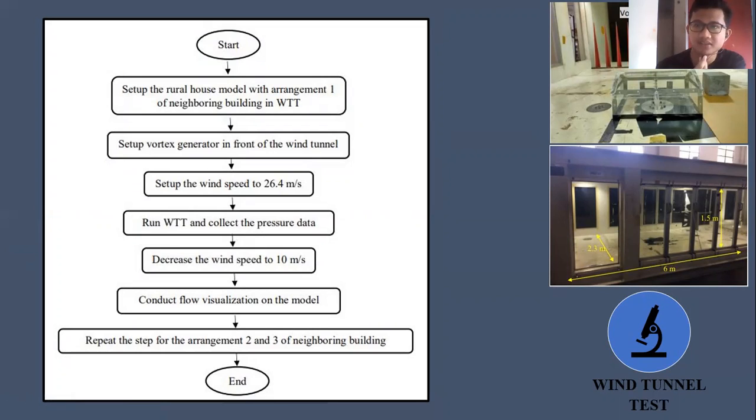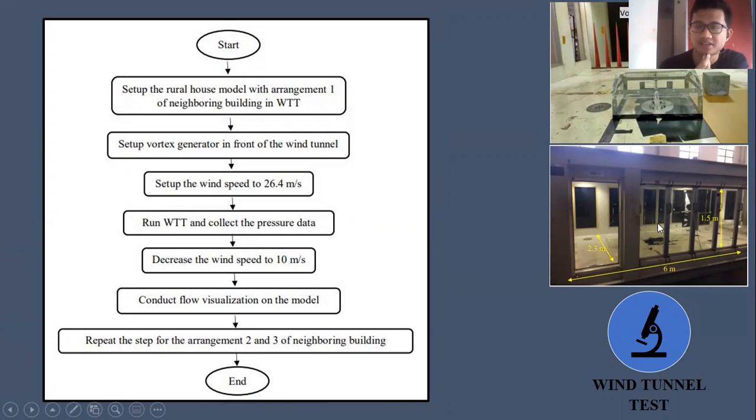the red one. After that, set the wind speed to 26.4 meters per second, and then run the wind tunnel test and collect the pressure data. After that, decrease the wind speed of the wind tunnel to 10 meters per second to conduct flow visualization on the model. And then repeat the steps for case 2 and case 3 of the measurement of the neighboring building.